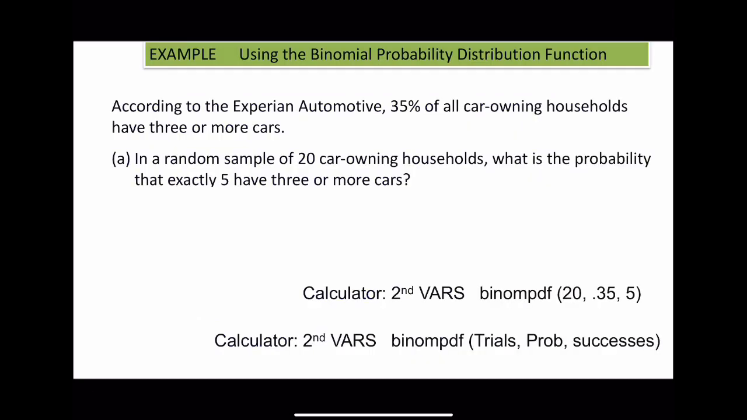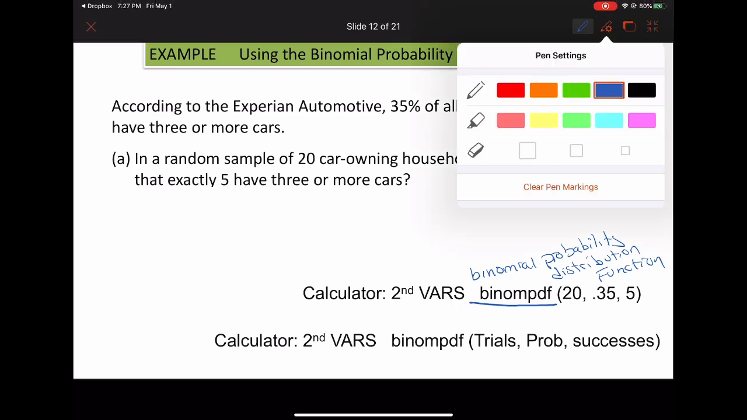According to Experian Automotive, 35% of all car-owning households have 3 or more cars. In a random sample of 20 car-owning households, what is the probability exactly 5 have 3 or more cars? So you are going to use the binomial PDF in your calculator. This means binomial probability distribution function. That's what PDF stands for.